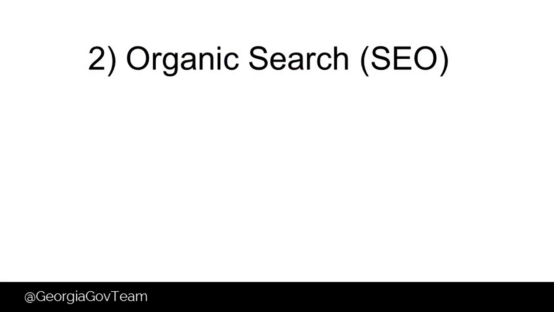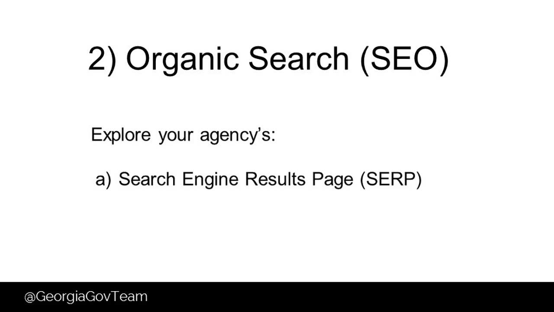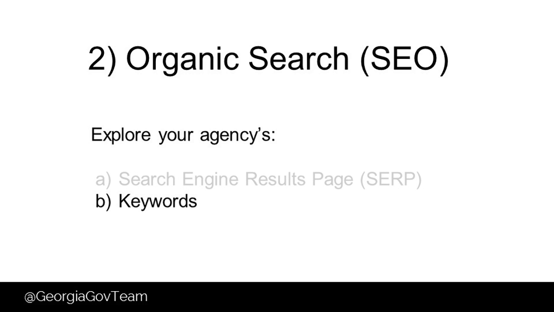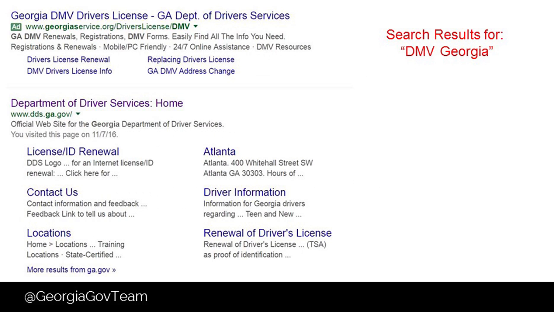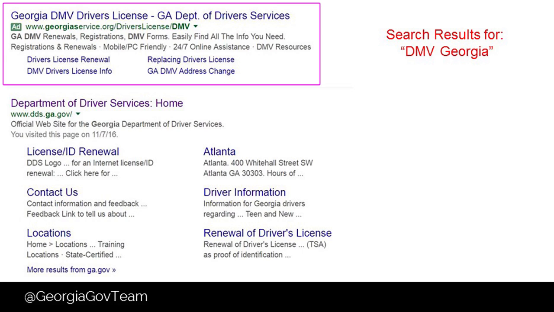Number 2 is organic search, all right? SEO, search engine optimization. So to explore your agency's search engine results page, it's called SERP, or keywords. We went through this. Does this look familiar? This is the DMV. This was a search for DMV in Georgia, right? Nikhil went through this in his presentation. I'm moving to Georgia. I need a driver's license in Georgia. So I'm doing a DMV search. Oh, look at that. The Georgia DMV driver's license. Okay, so that's the first one.